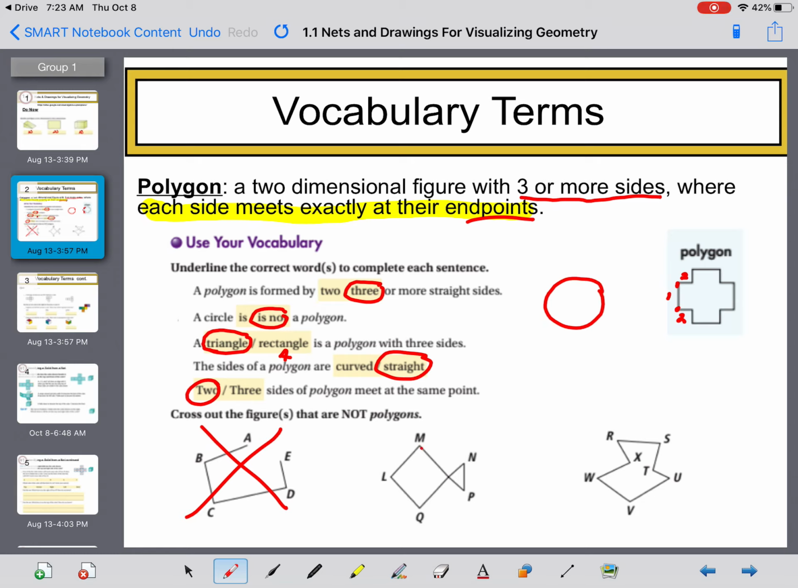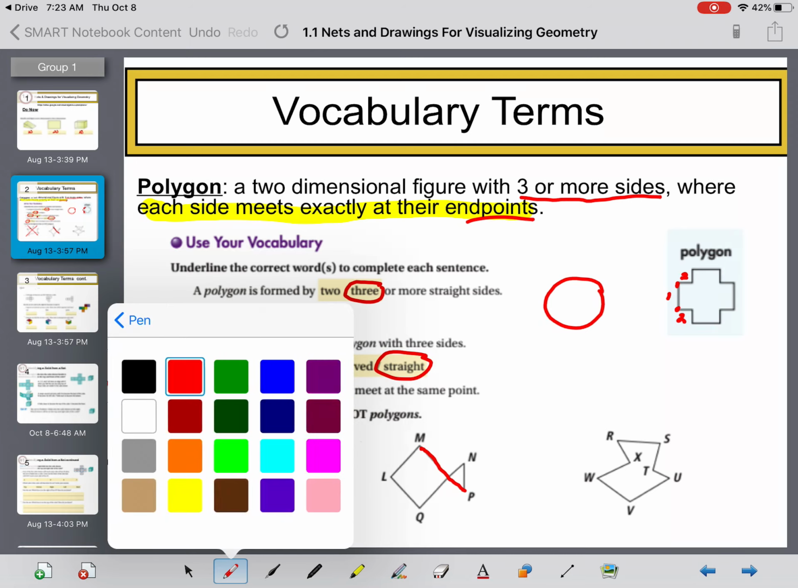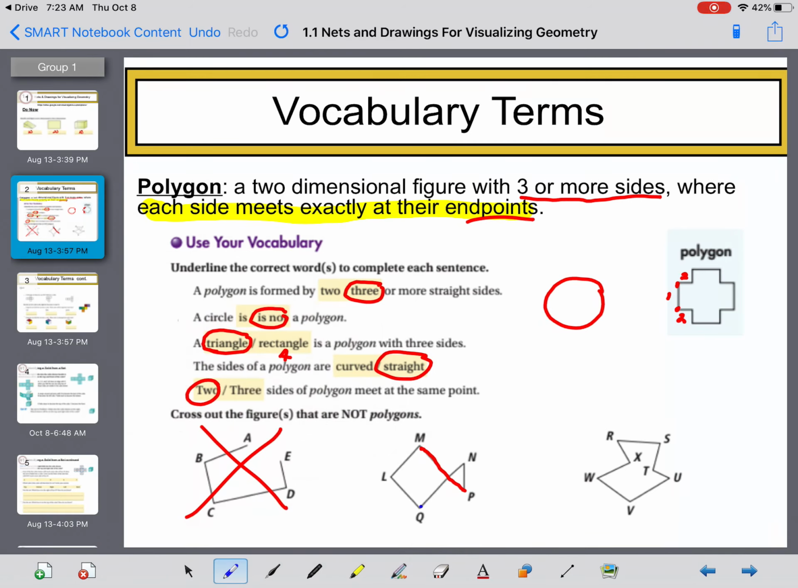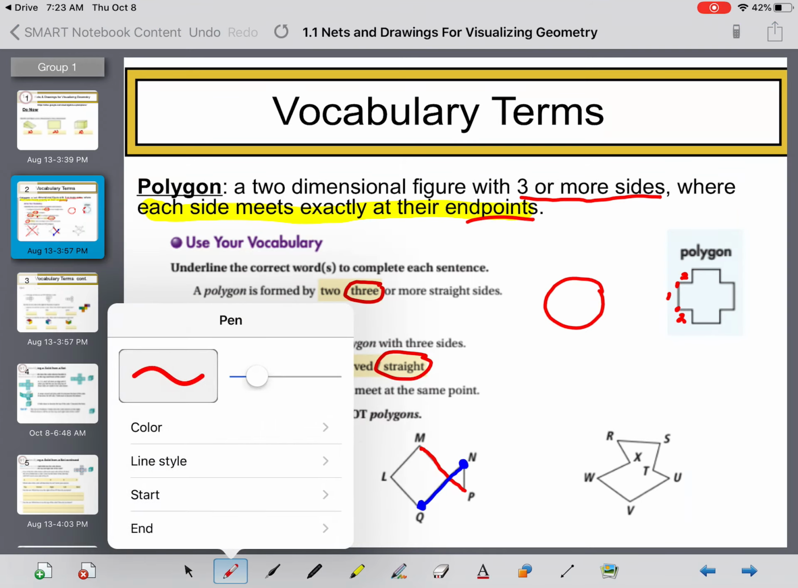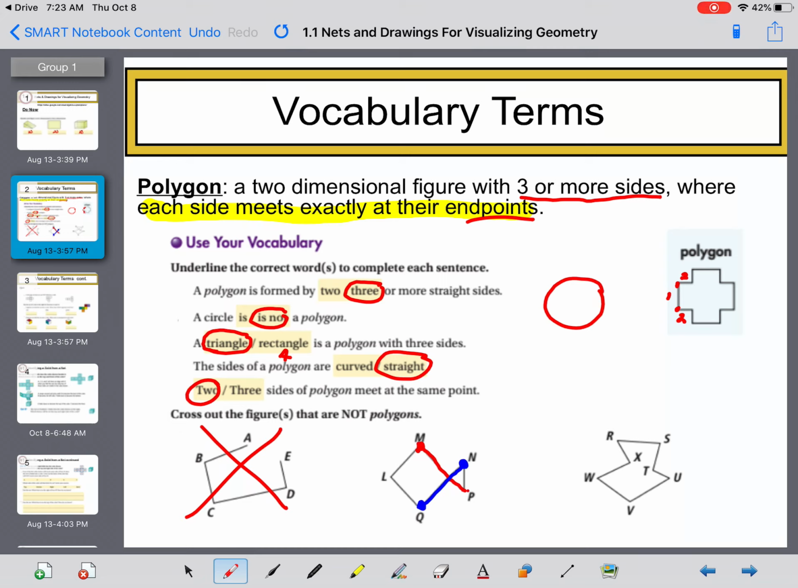Let me see if I can explain that a little better. You have this side, MP, and you have another side, QN. Their endpoints are where the dots are, or our segments, right? But the red and the blue line don't meet at their endpoint. They overlap each other, okay? So that is not a polygon.